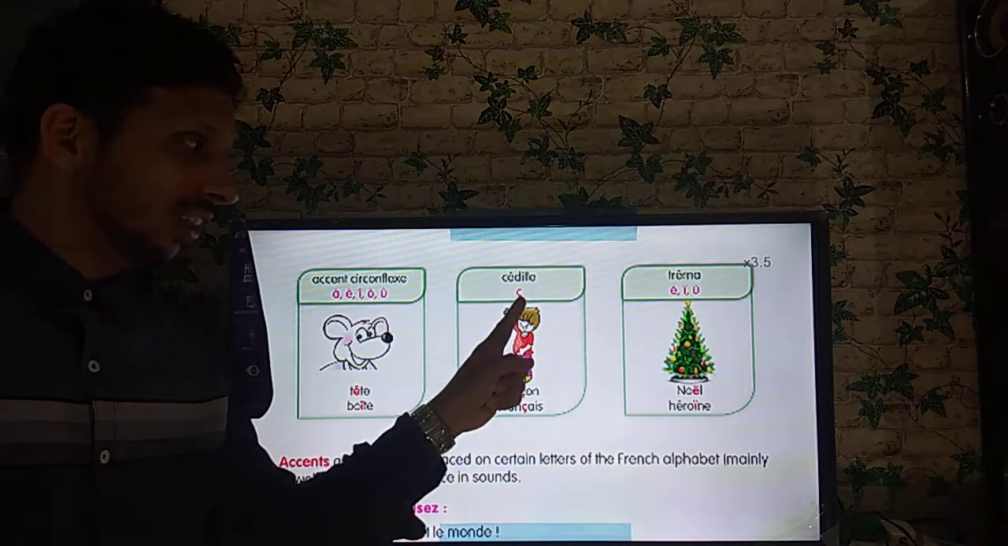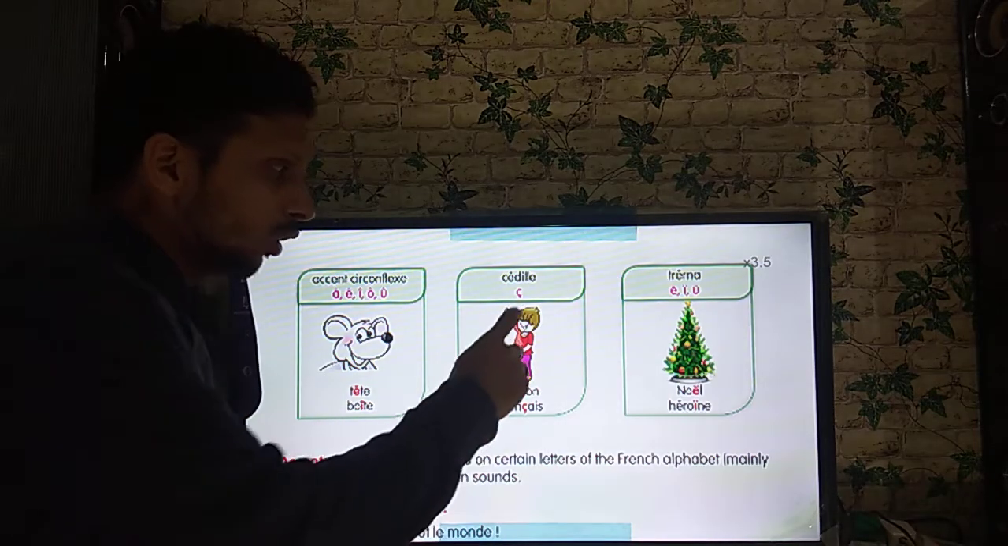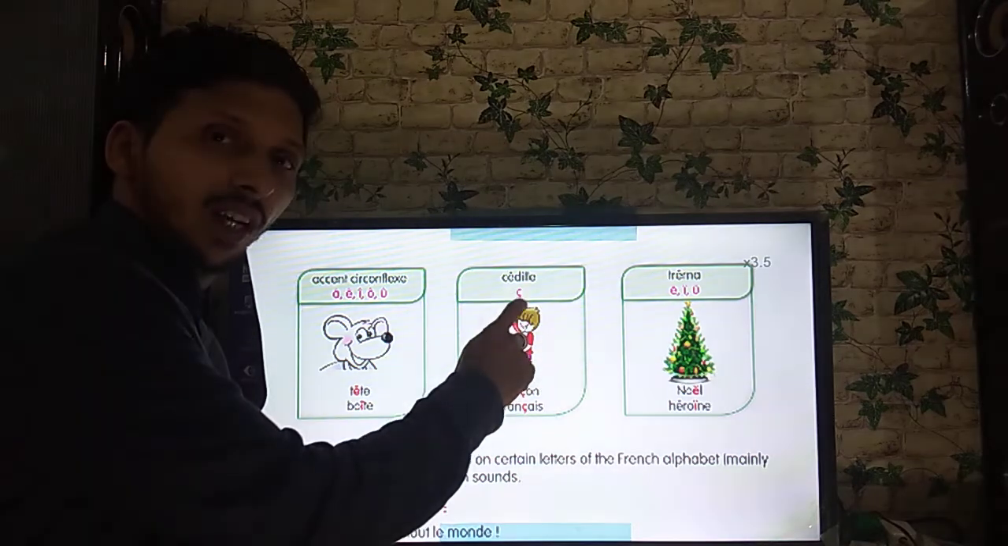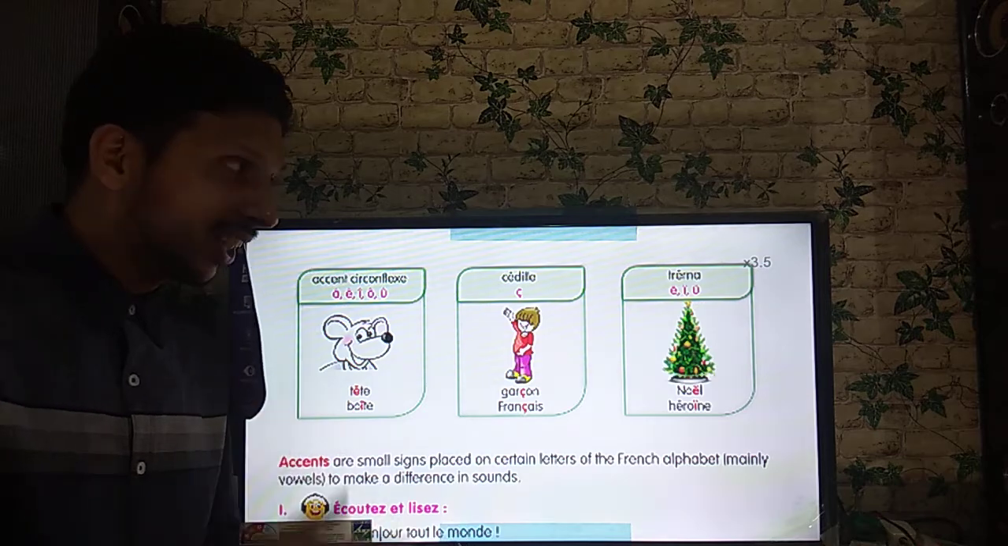Accent cedille, the one that makes K, C, which is K, as S. Because if you see, there is a little curl on the side of the C that we have attached to the C. That is what makes it accent cedille.